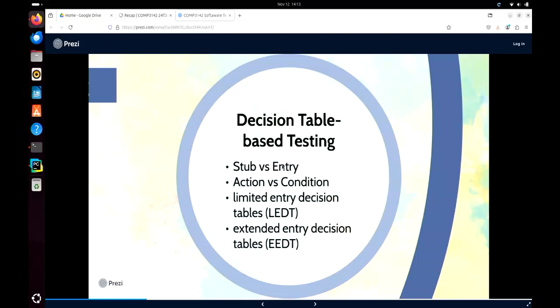So do you still remember the concepts of limited entry decision tables? Yes? Okay, good. So limited entry decision tables means that each one of the entries could only be either true or false. But extended entry decision tables means that the values could take more than just true and false, could take other options.